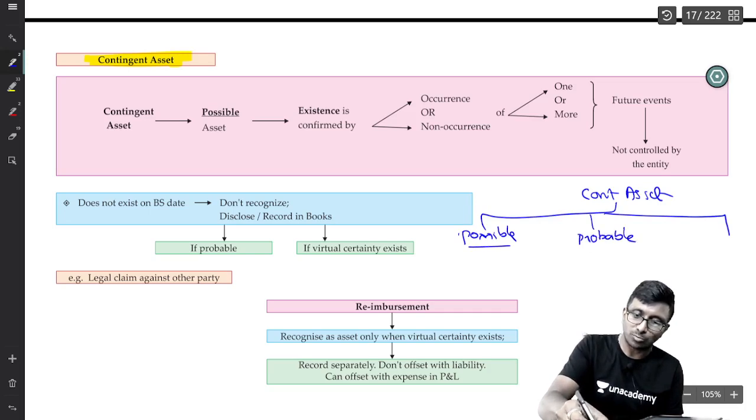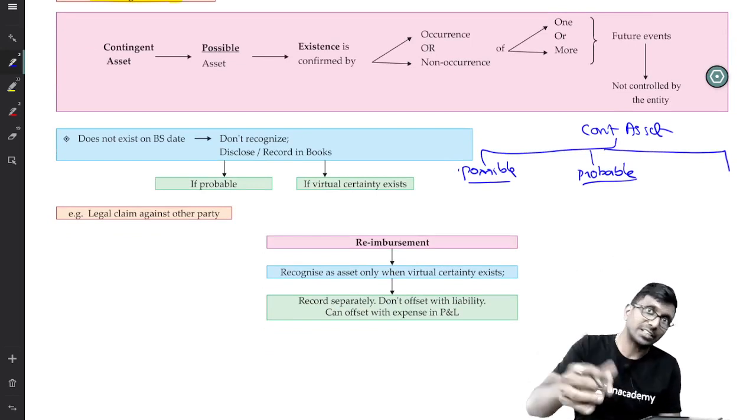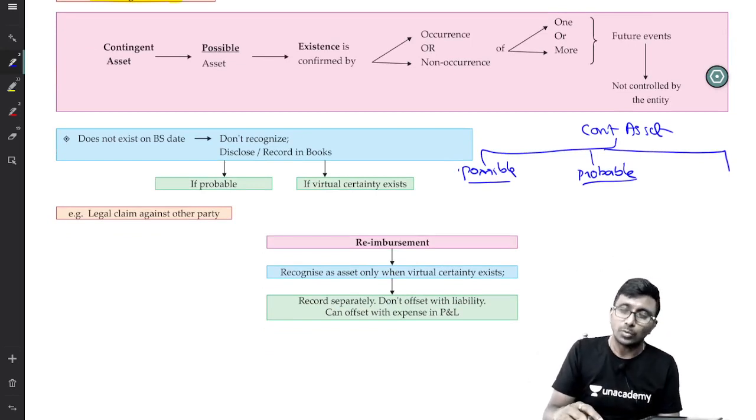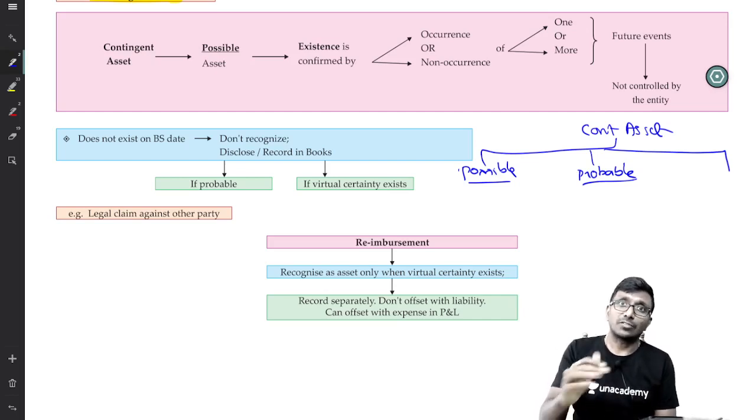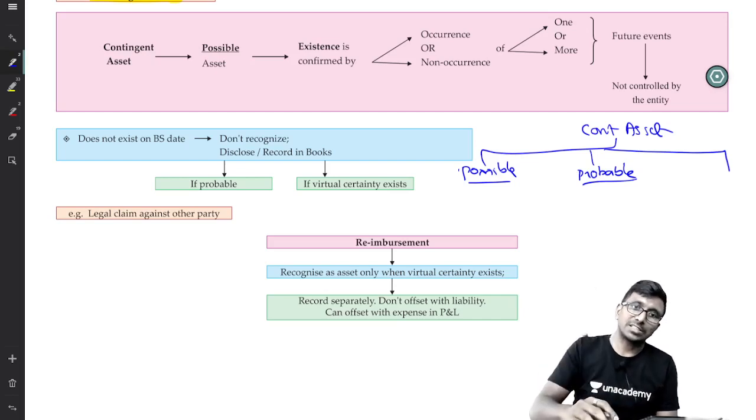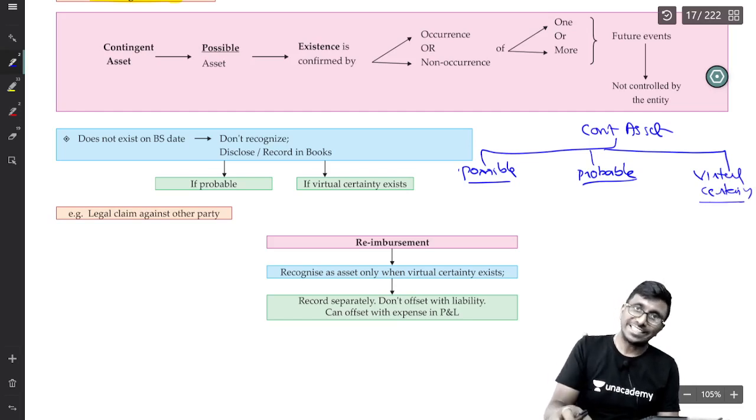Probable means there is more than 50% chance to win the case. You filed a case against another party, for example, asking for compensation. Okay, probable and virtually certain. Yes, virtual certainty.